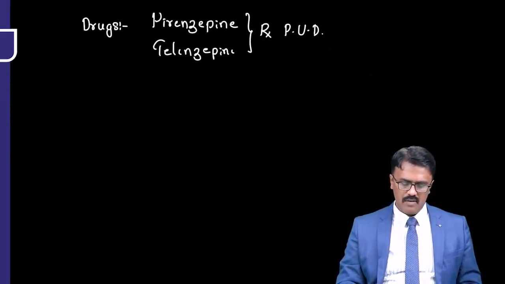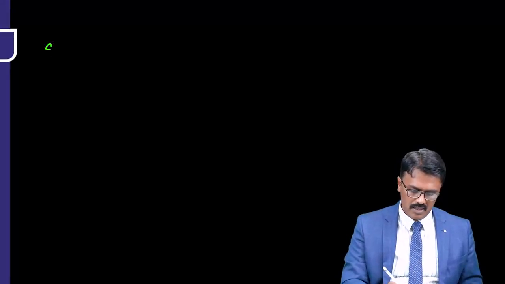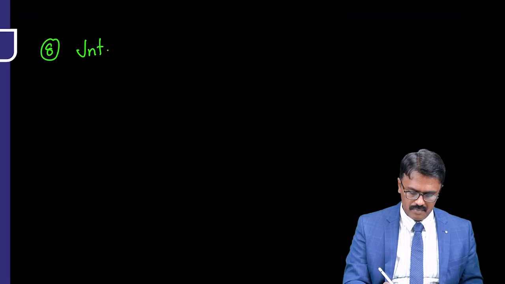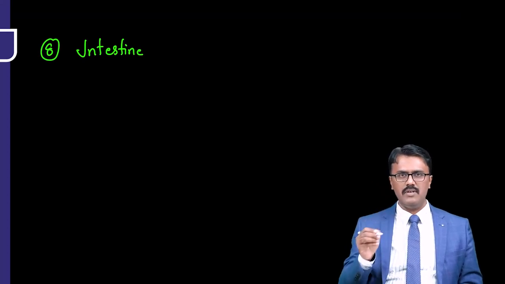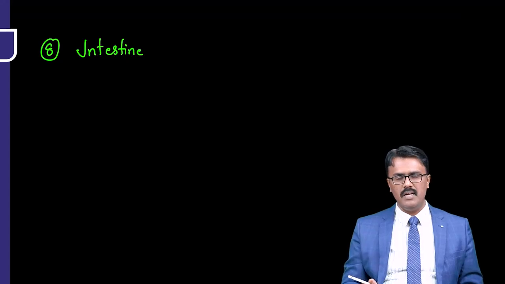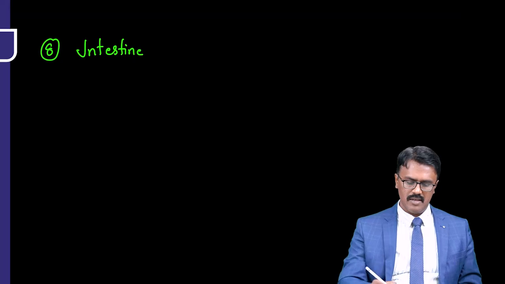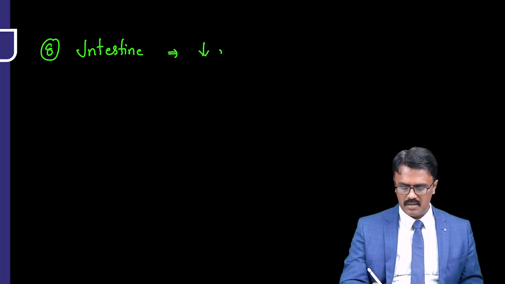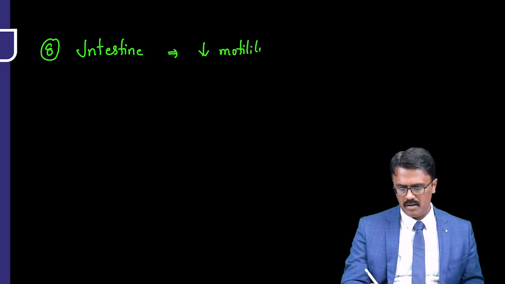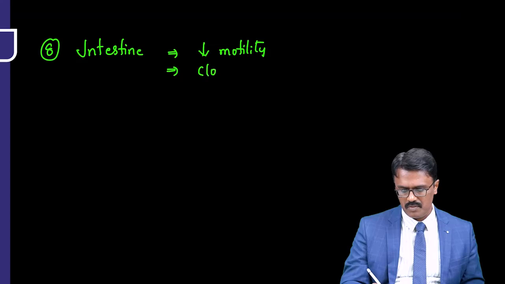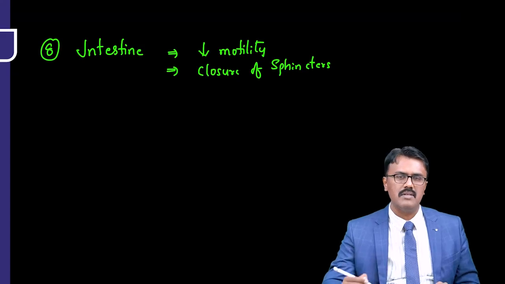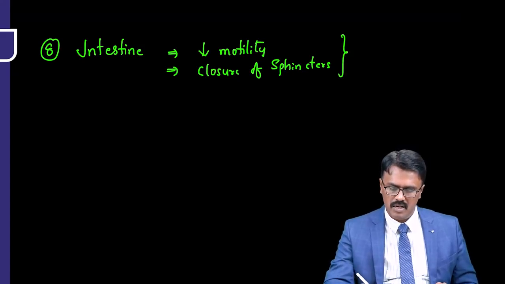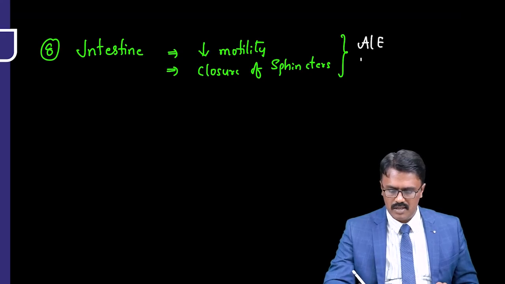Now once we are done with what happens in the stomach, let us come to the intestine. You all know that cholinergics increase the motility of the intestine and open the sphincter. Now if I block that muscarinic receptor, obviously what happens in the intestine? Decrease in motility, and there is closure of sphincters. So what happens if the motility decreases and the sphincters close? Obviously the patient will have an adverse effect, and that is called constipation.